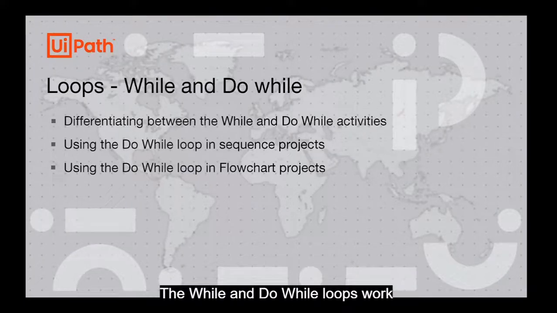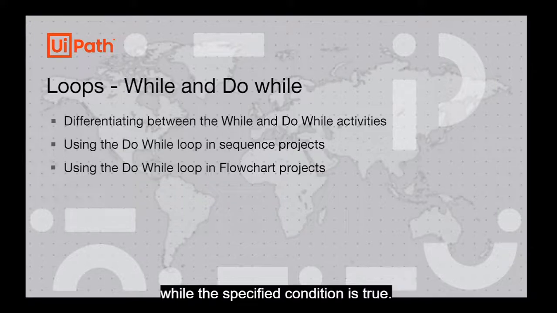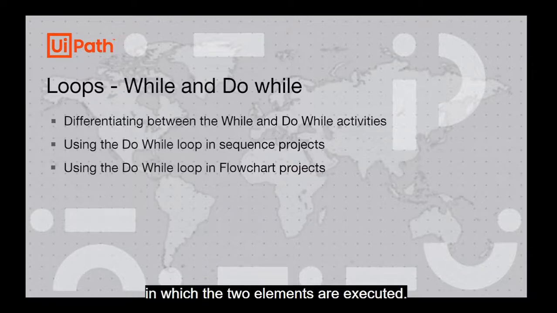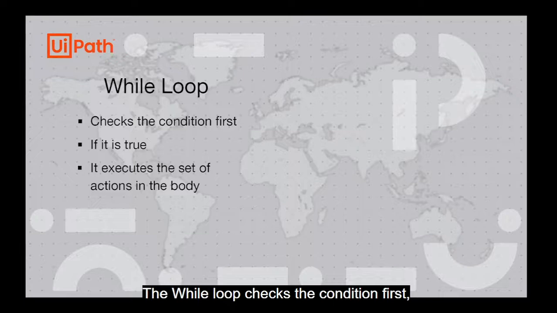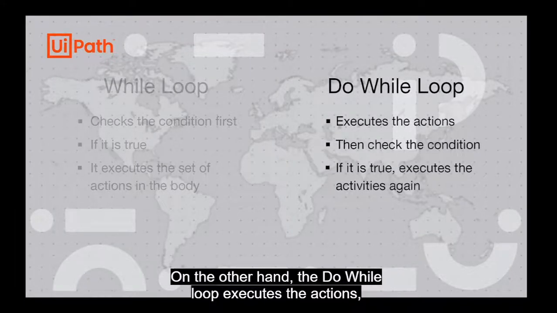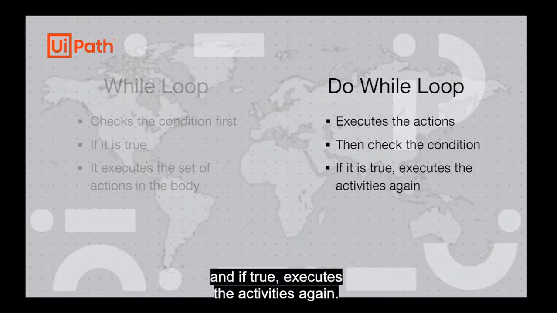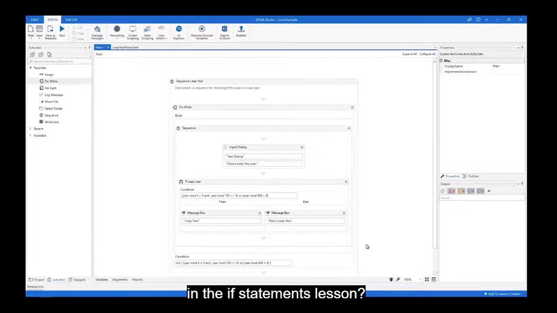The while and do-while loops work by repeating a given set of actions from the body while the specified condition is true. The only difference between the two is the order in which the two elements are executed. The while loop checks the condition first, and if it's true, executes the set of actions in the body. On the other hand, the do-while loop executes the actions, then checks the condition, and, if true, executes the activities again. Remember the example that we've used in the if statements lesson?